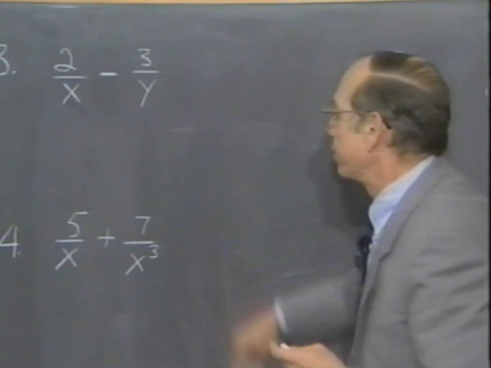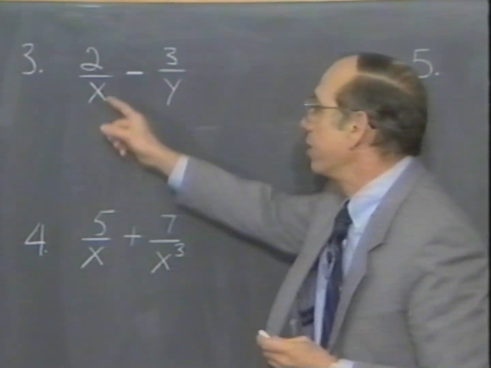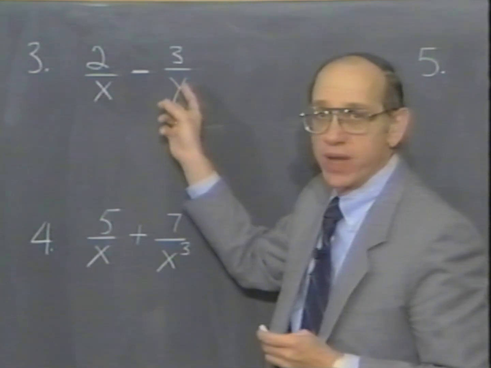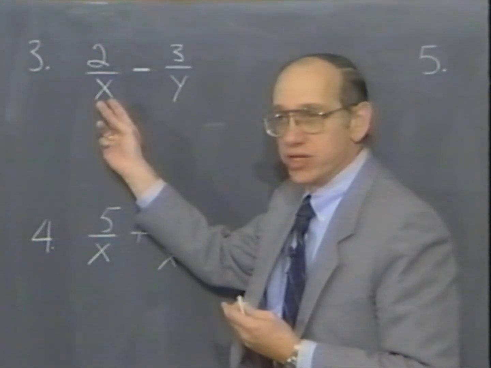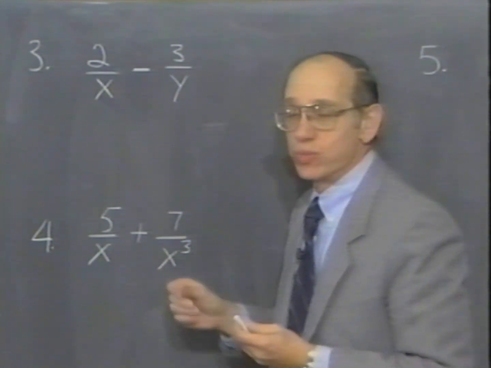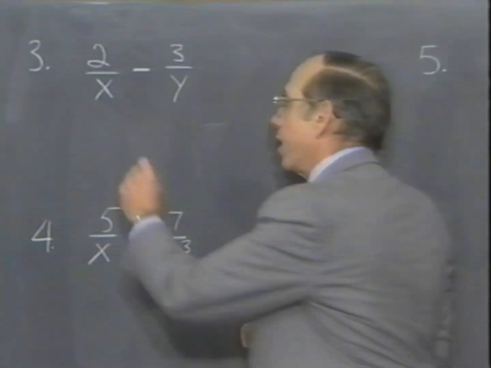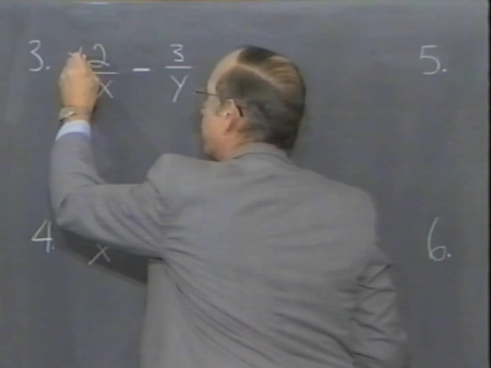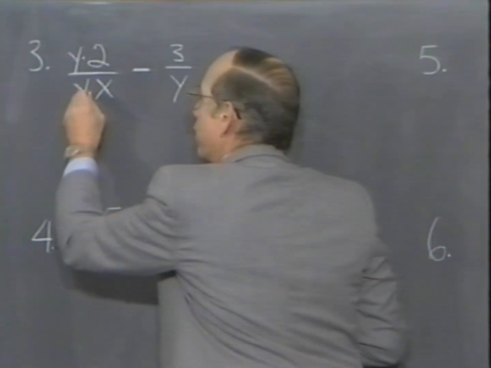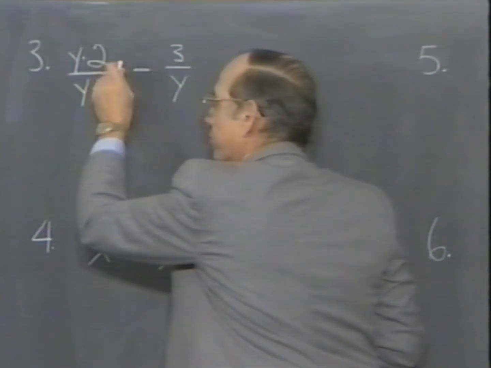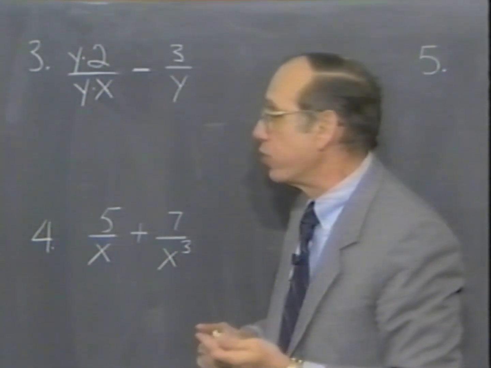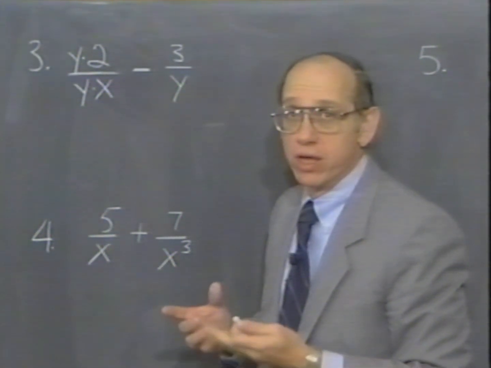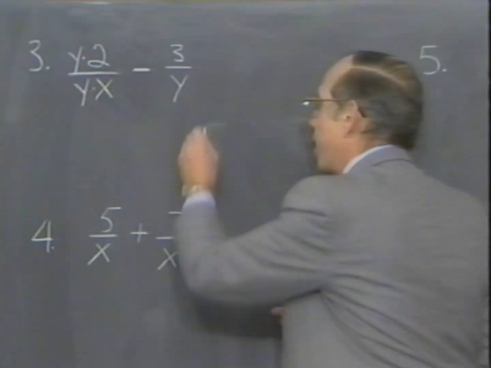Let's see if we can do the same thing with letters. If we look at problem 3 once again, we see we have 2 over x minus 3 over y. The common denominator that I can achieve is x times y. And how do I do that? I multiply the first fraction by y over y. Multiply the top by y and the bottom by y. You realize multiplying by y over y is really multiplying by 1, so I'm not really changing the fraction.